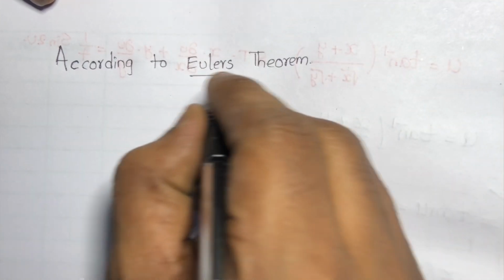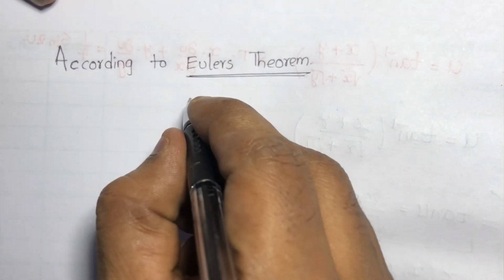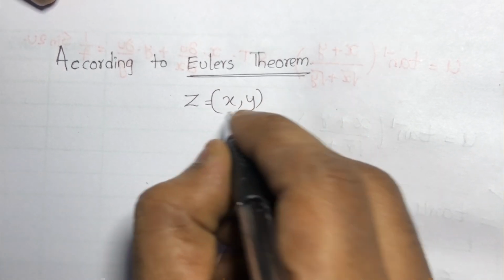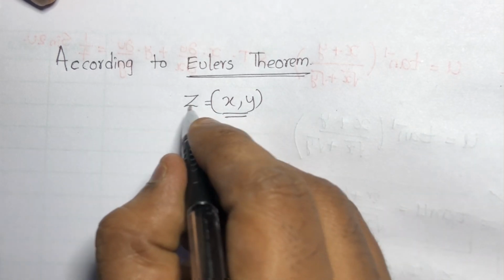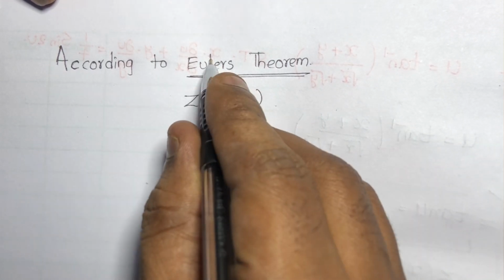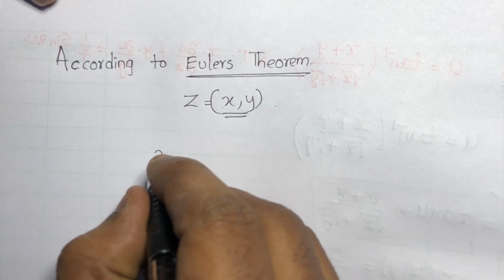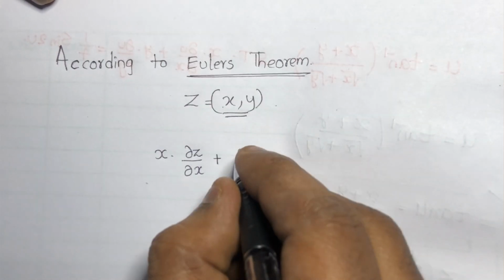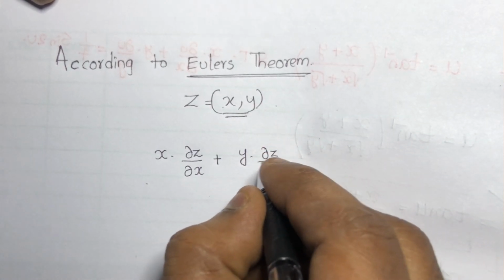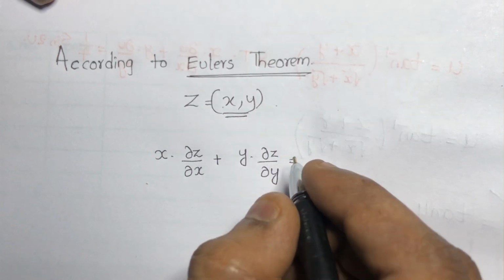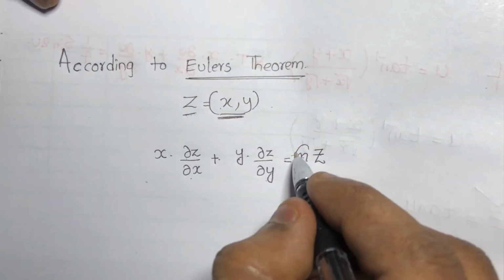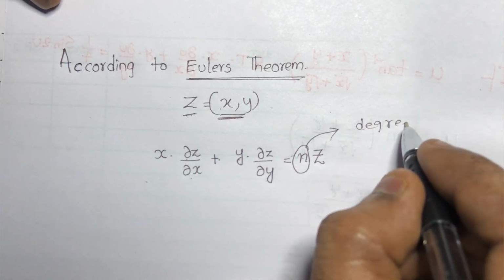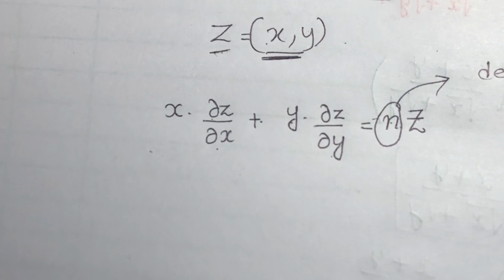Euler's theorem. What is Euler's theorem? Euler's theorem says that if z is a function of x comma y, you take z as any function of x comma y, then according to Euler's theorem, we can write x into ∂z/∂x plus y into ∂z/∂y must be equal to n z, where n is the degree. This is Euler's theorem.